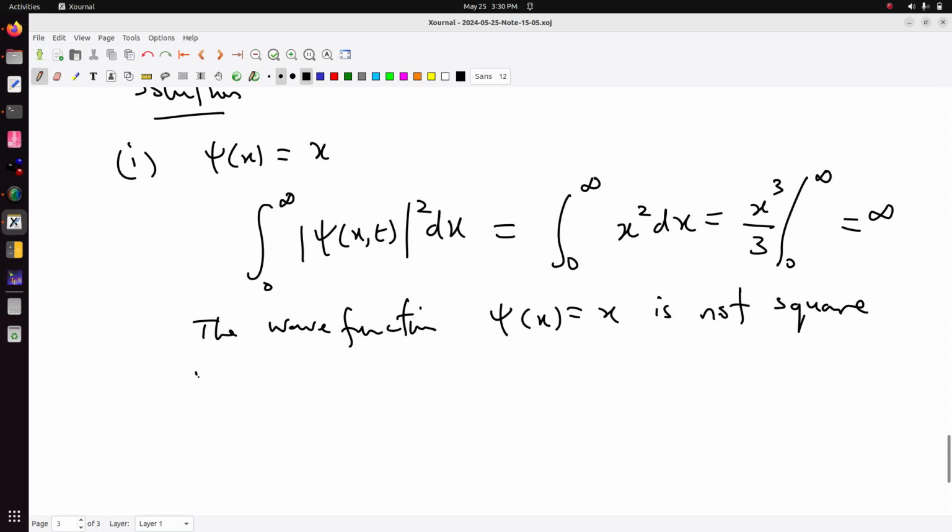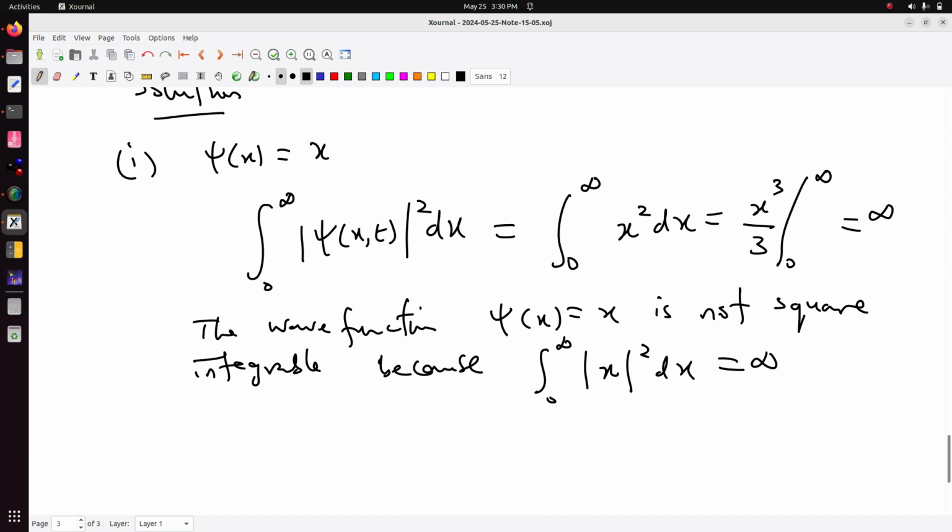It's not square integrable because the integral of modulus x squared dx equals infinity. So therefore, it cannot be a valid wave function.